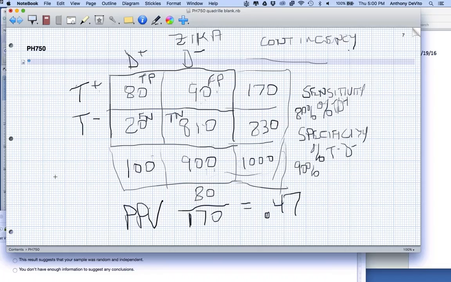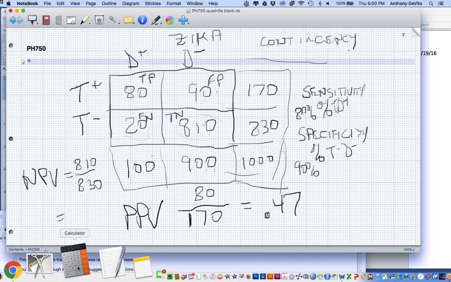But before I move on to that, how about how good it is at predicting negative tests? In other words, if you test negative, how likely are you to not have the disease? I'm going to call that the negative predictive value. And what's the negative predictive value equal to? The total number of people that tested negative is 830. How many of them were really negative? 810 of them were really negative. So it's 810 out of 830 people that tested negative really are negative. And let's see what the negative predictive value is.